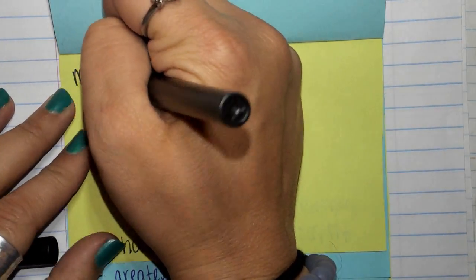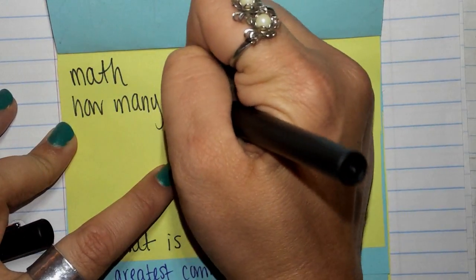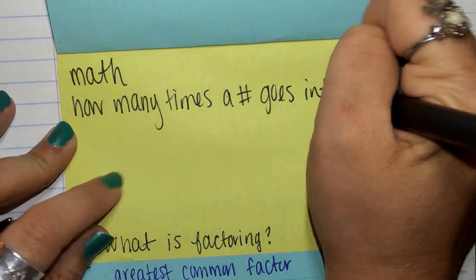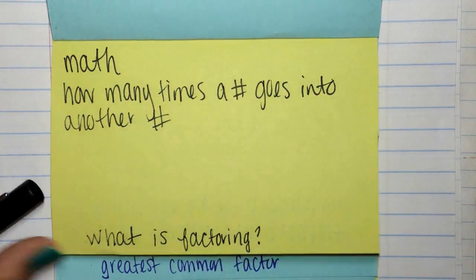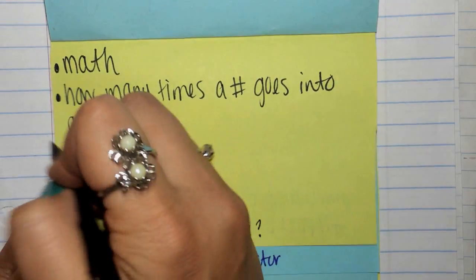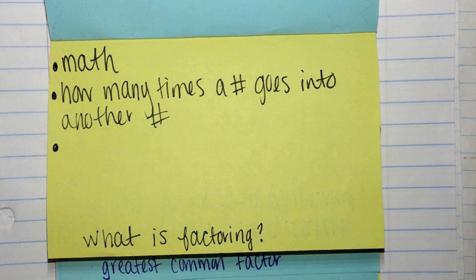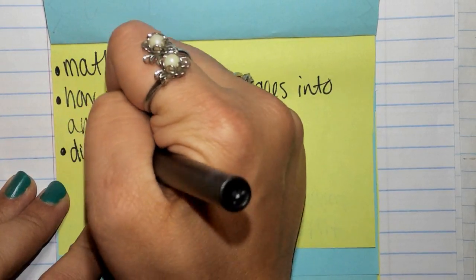How many times a number goes into another number? Okay, how many times a number goes into another. Alright, what else is it? What are we doing when we factor? Division. Dividing, okay, fantastic.